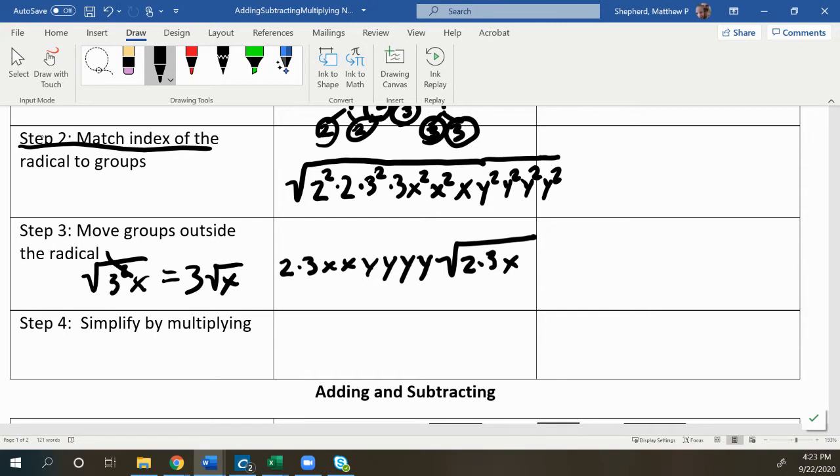All right, our final step is just going to simplify by multiplying. So 2 times 3 is 6, x times x is x squared, and we had 4 y's, so y to the power of 4, square root. 2 times 3 is 6. And there was an x there. And that is the full process of simplifying that radical.